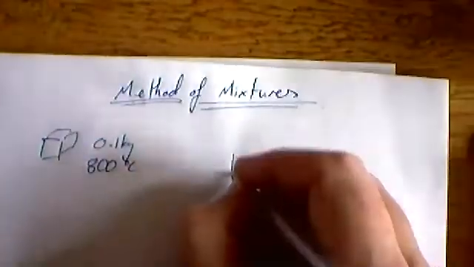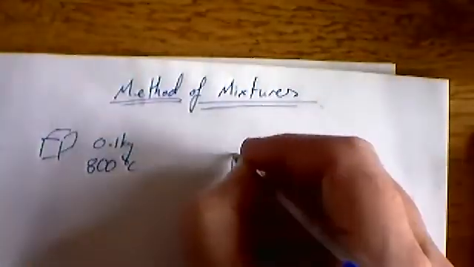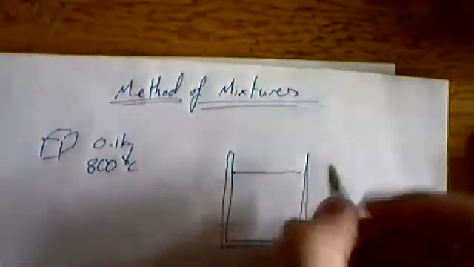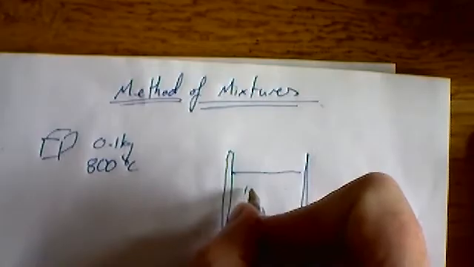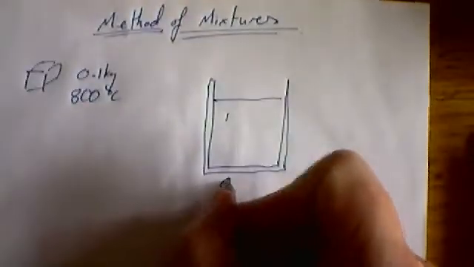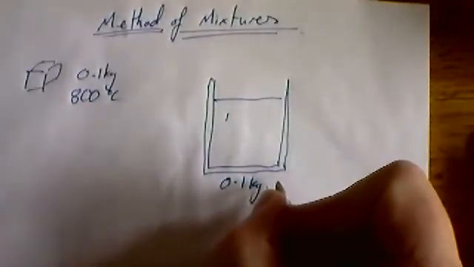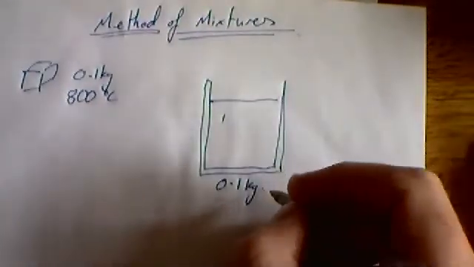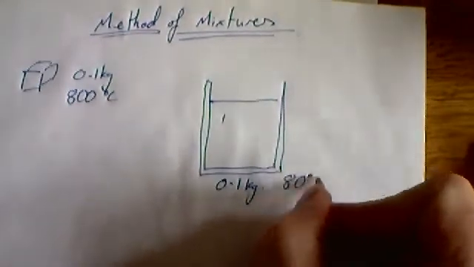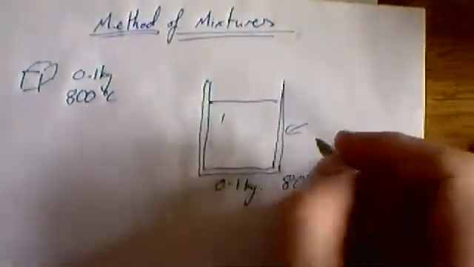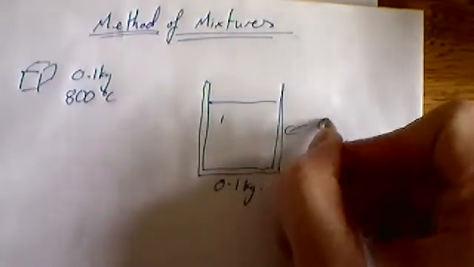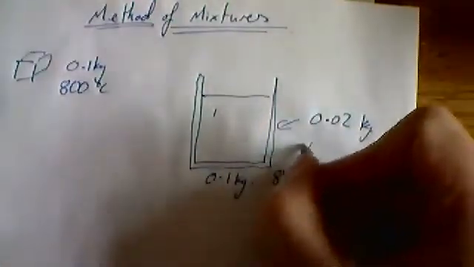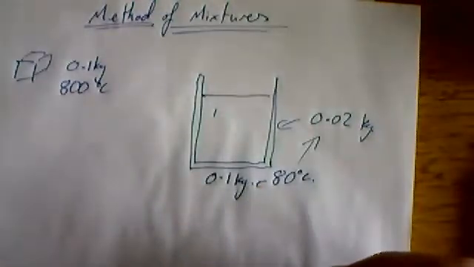What they're going to do is pop it into a copper container, which has got 100 grams, so 0.1 kilograms of water. But the jeweler's been using it a few times, so actually it's pretty warm already. It's at 80 degrees C, and the copper container is 20 grams, so 0.02 kilograms. Both of these are at 80 degrees C.